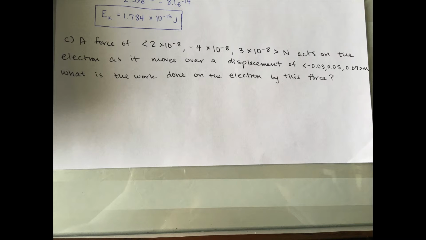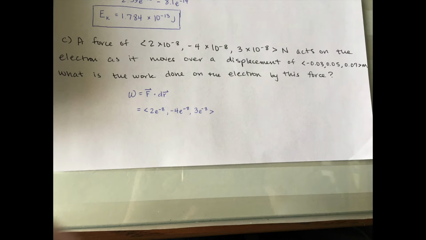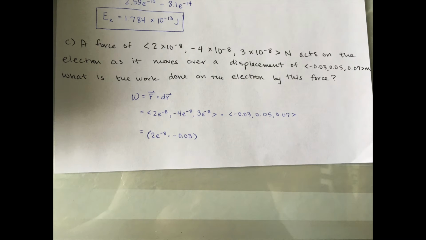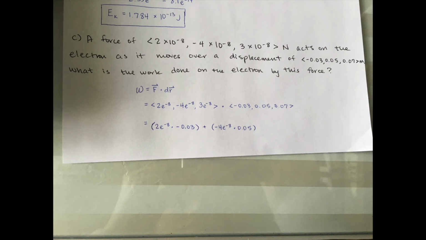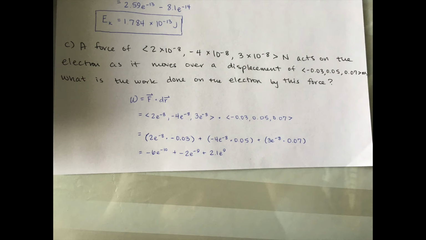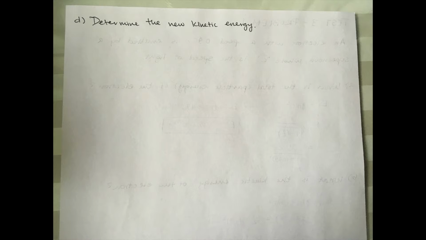First, we must establish what the equation is to find work. Work is equal to the force times the displacement. Given that our force and our displacement are both vectors, we must use the dot product to find the work. The dot product multiplies the x terms together and adds them to the y terms multiplied to each other, which is added to the z terms multiplied to each other. We then add all these up together and find that work is equal to negative 5.0 times 10 to the negative 10th joules.